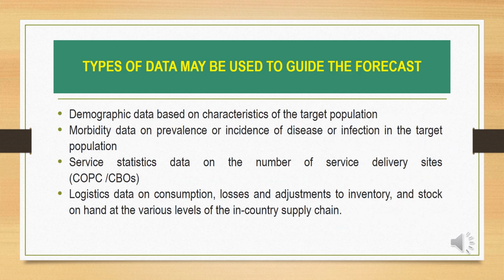Types of data that may be used to guide the forecast include the demographic data based on characteristics of the target population, morbidity data on prevalence or incidence of the disease or infection in the target population, the services statistics data on the number of service delivery sites, that is COPC sites or CBOs, and logistic data on consumption, losses, and adjustment to inventory and stock in hand at the various levels of the in-country supply chain.